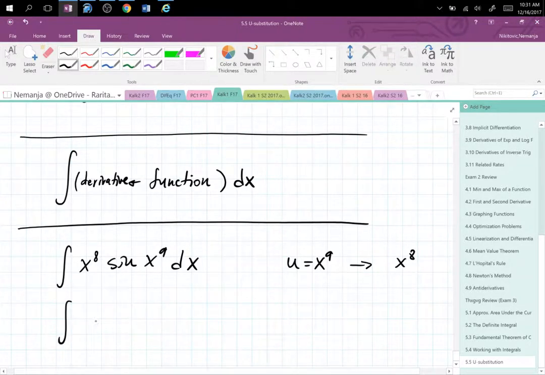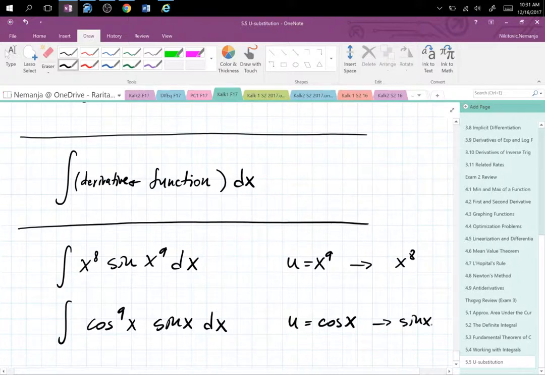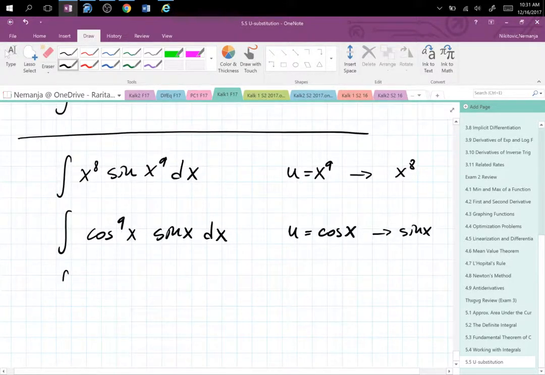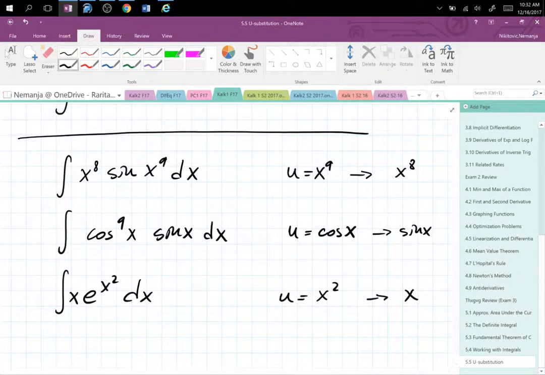If we have the integral of cosine to the 9 of x times sine x dx, then our u is going to be cosine x because the derivative of cosine, which is negative sine, but sine x is present. I know we have to fix it a little bit and so on. If we have the integral of e to the x squared dx, we need x in front, and then u is equal to x squared because x, which is a derivative, is present as well. Now if there is no x in front of e to the x squared, you can just cry, because there's no solving that problem with the known methods that we have in the class.